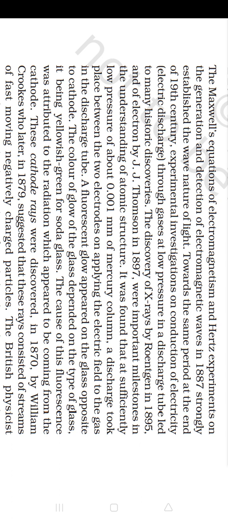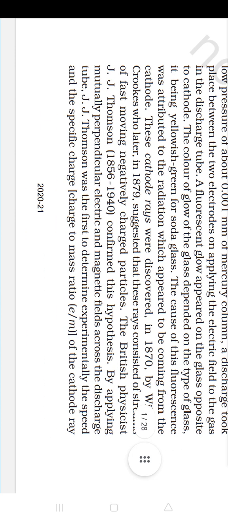These cathode rays were discovered in 1870 by William Crookes, who later, in 1879, suggested that these rays consisted of streams of fast-moving negatively charged particles. The British physicist J.J. Thomson confirmed this hypothesis by applying mutually perpendicular electric and magnetic fields across the discharge tube. J.J. Thomson was the first to determine experimentally the speed and the specific charge to mass ratio of the cathode ray particles.